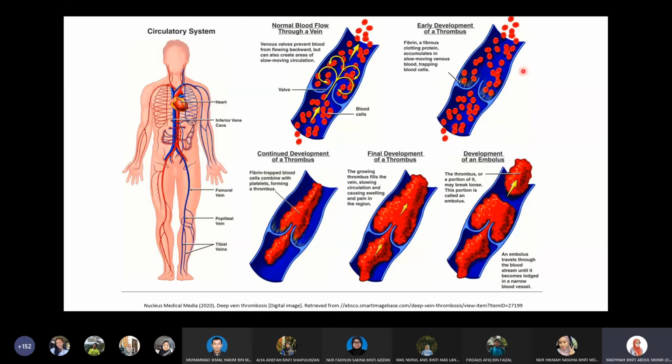So this is the formation of thrombus, following the risk factors as I mentioned in the table earlier. Patients are prone to develop this in the vein.